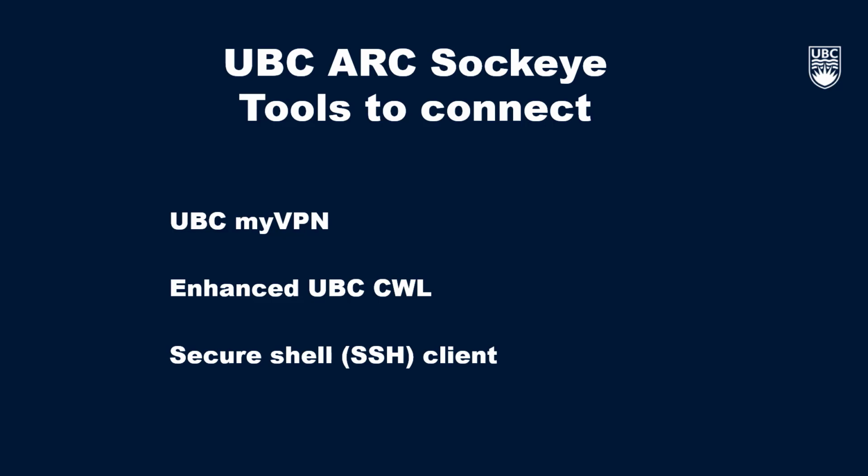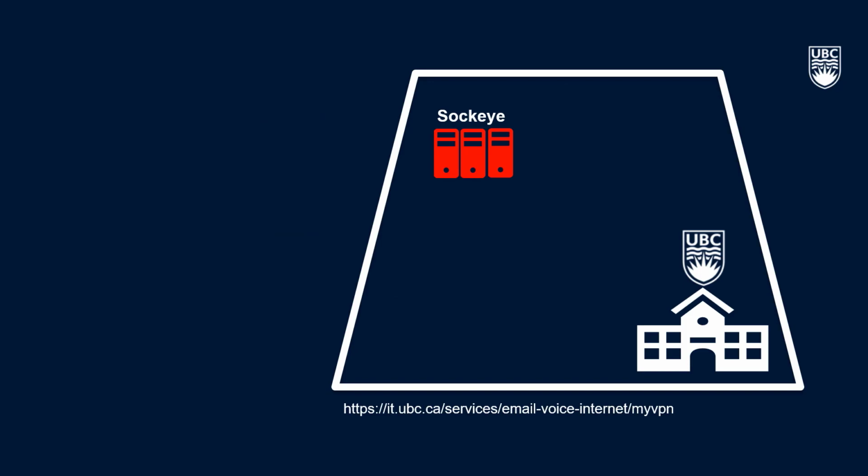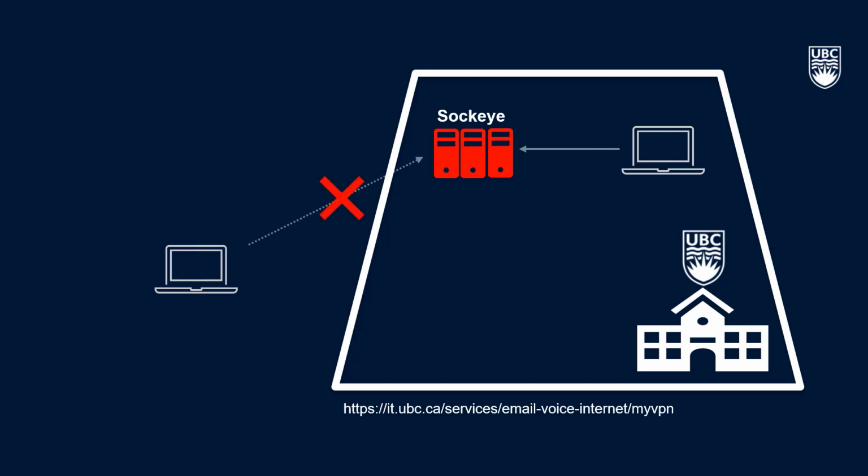To start, you must be on the UBC network to connect to Sockeye. If you're using a wired network on campus or are connected to a trusted campus Wi-Fi network such as UBC Secure, then you're ready to go. However, if you're connecting to Sockeye from somewhere off campus or a non-UBC Wi-Fi network on campus, then you will need to first connect to the UBC VPN.